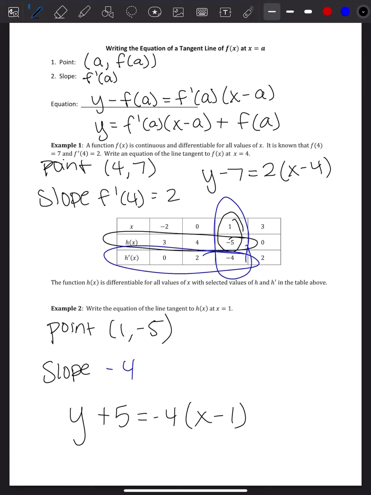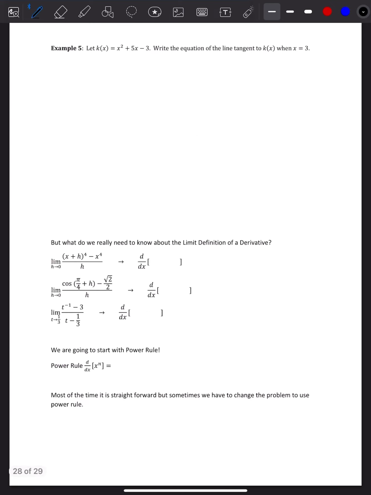Okay, so the big thing here is more of just that equation of a tangent line more than anything else. When we get to the next step, we're going to remind ourselves of some things, like what we do when we don't have something like this one.